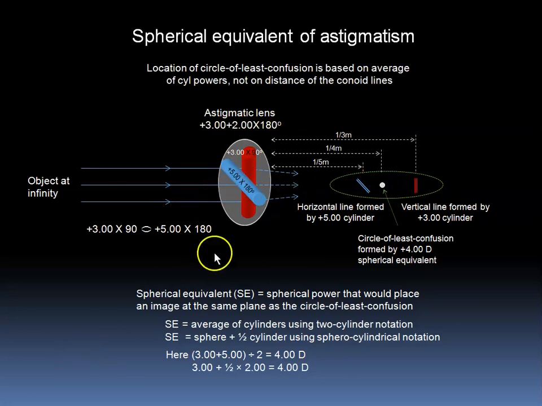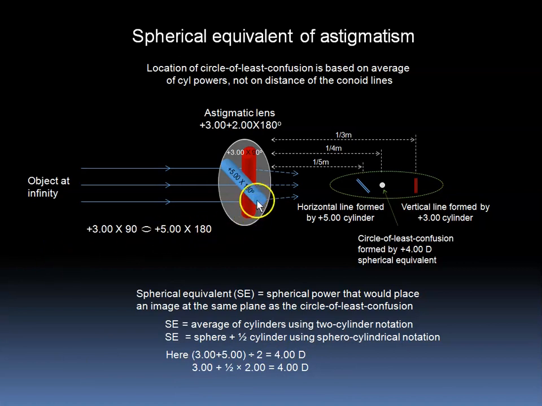We get the spherical equivalent of an astigmatic lens by taking the average of the two cylinders. In this case, the average of 3 and 5 is 4. We can also use the spherocylindrical notation, as here, in which case we take the sphere and half of the cylinder, in this case 3 plus half of 2, which also gives 4.